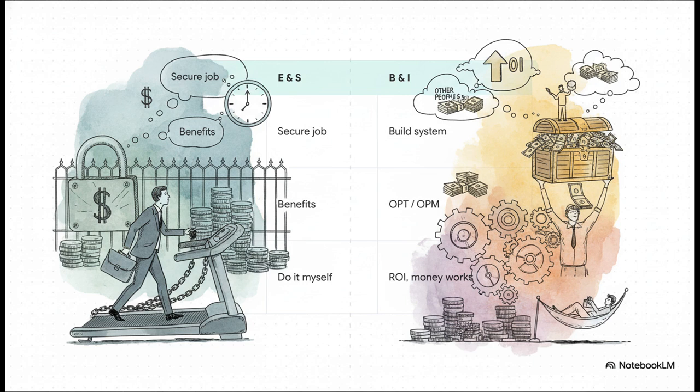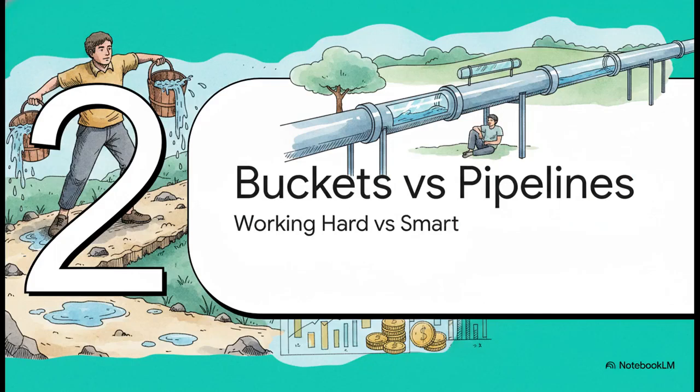But look at the right side. The right side speaks the language of leverage. A B is always looking for a solid system and really relies on OPT and OPM. That's other people's time and other people's money. And I, on the other hand, talks about ROI, where the focus is entirely on making their money do the heavy lifting for them. It is a massive shift from security on the left to freedom and systems on the right. Okay, let's move along to Section 2, buckets versus pipelines.